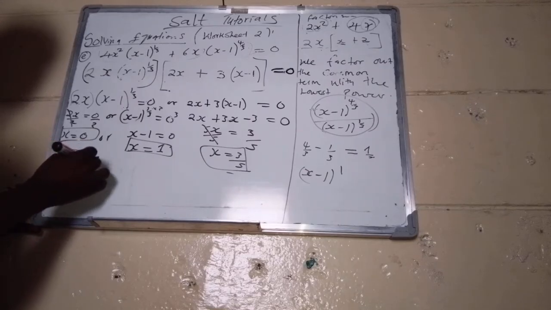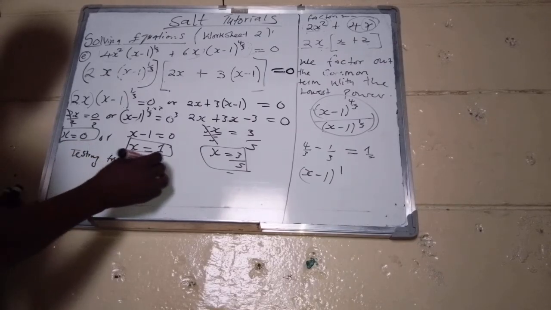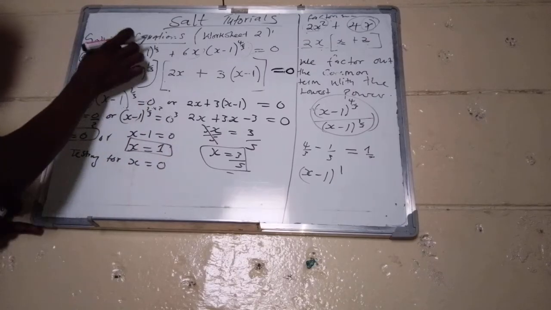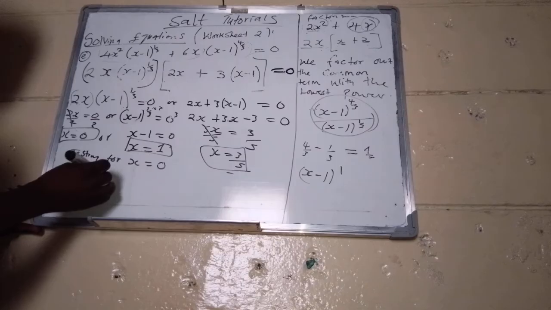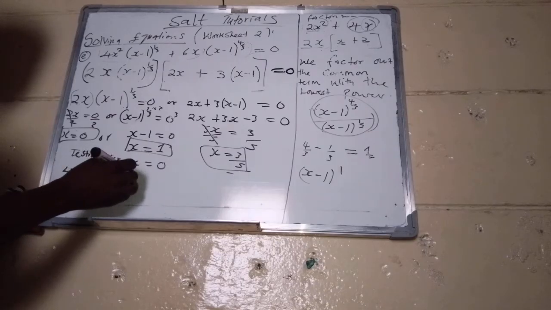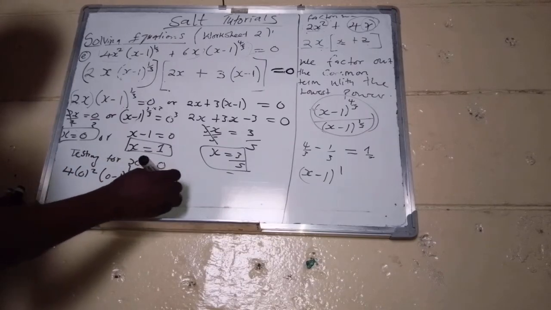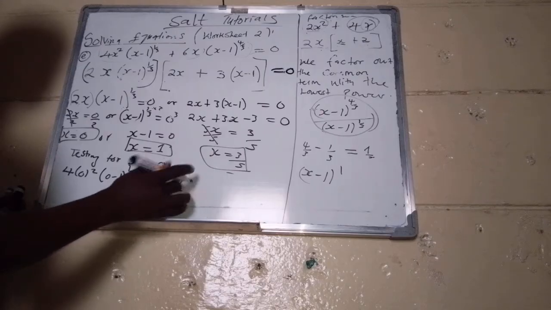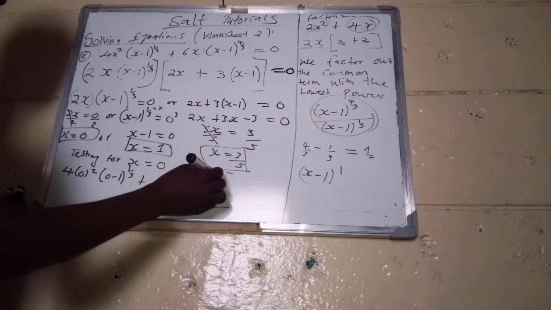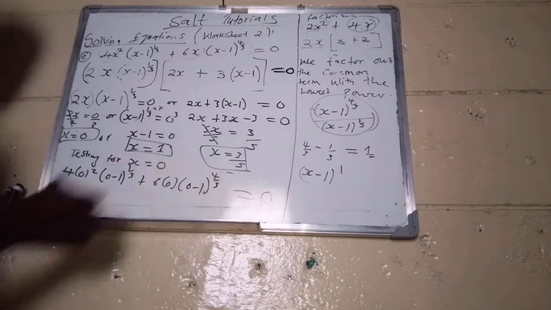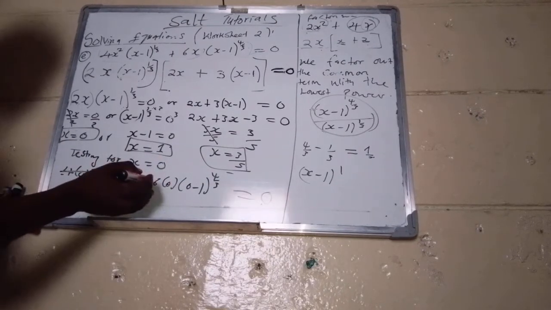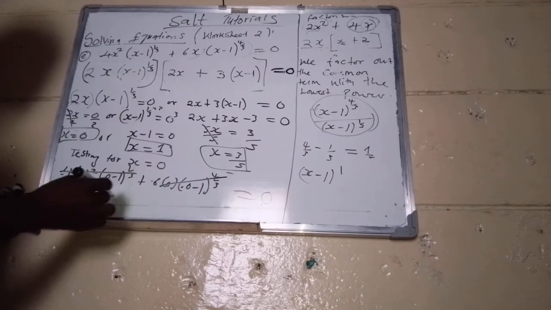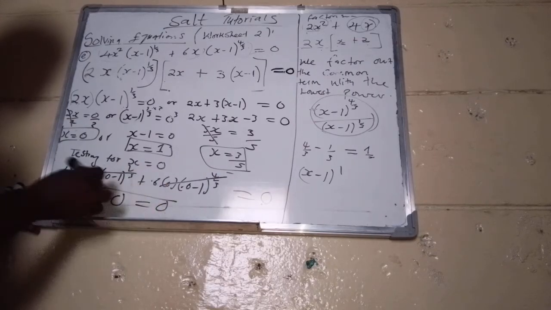Testing for x equal to 0. I'm going to put my 0 in the original equation. So I have 4 times 0 squared times (0 minus 1)^(1/3) plus 6 times 0 times (0 minus 1)^(4/3). The answer should be equal to what? 0. Now this is 0. 0 times anything, this is already a 0. This is 0. 0 times anything, this is already a 0. So automatically 0 is equal to 0. So the first value of x, where x is equal to 0, is valid.